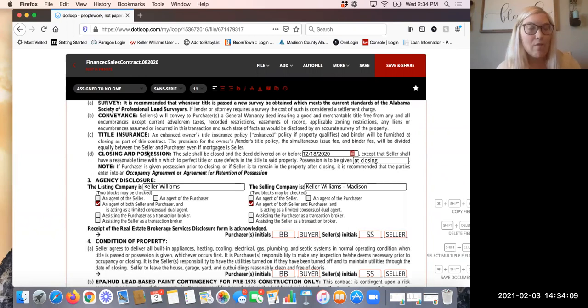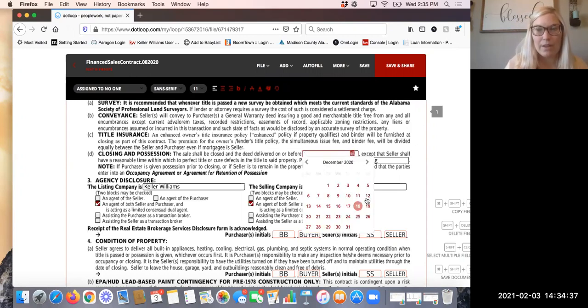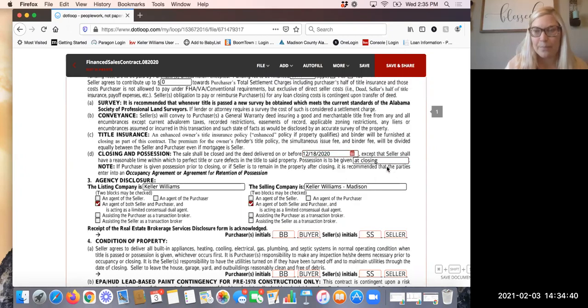All right, we're going to skip down to closing and possession. Closing right now takes 30 to 45 days to get closed. It really depends on the type of loan they're getting. If they're getting a VA loan, it could take a little bit longer, with the appraisers being backed up and all of that. So normal is 30 to 45 days. So whatever date it is, you just click here and hit 30 to 45 days.